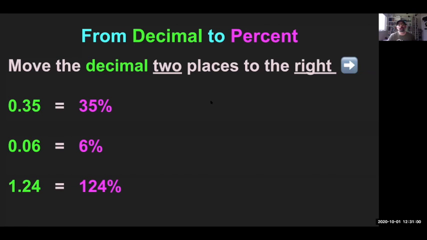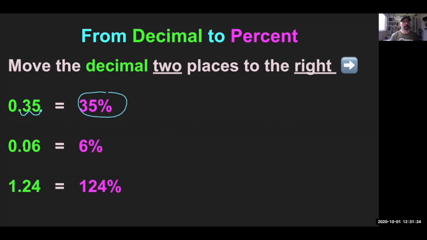Okay, so now we're doing the opposite. Now we're going from decimals to percent, which really, if before you moved two places to the left, now you're going to move two places to the right. So over here we have 0.35, and we're going to just move it 1, 2 places and put a decimal there, which is 35.0 or just 35, and then you have 35%.